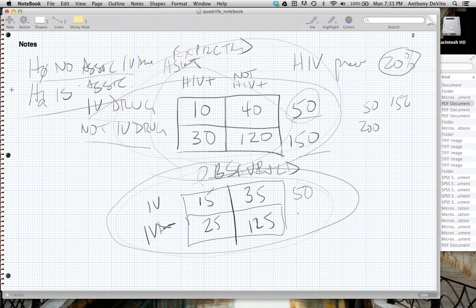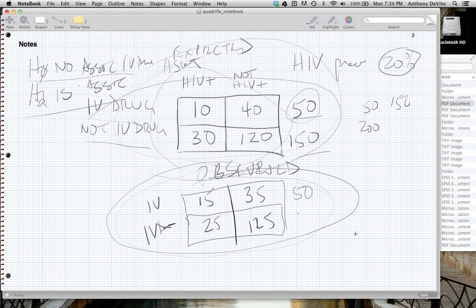So now we're going to have to calculate a statistic. We're going to have to calculate a statistic that will let us figure out the probability that we would get such a big difference in these results if they were from the same population, if there was no association between IV drug use and non-IV drug use. We're going to call that statistic chi-square.